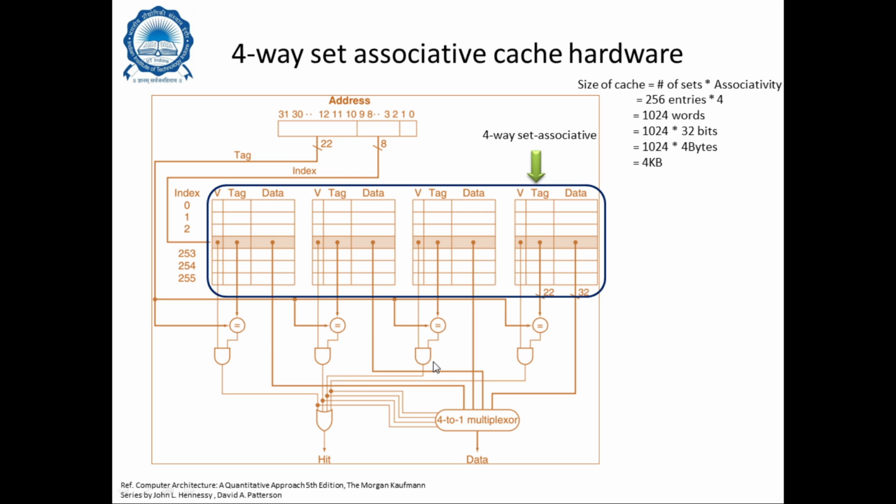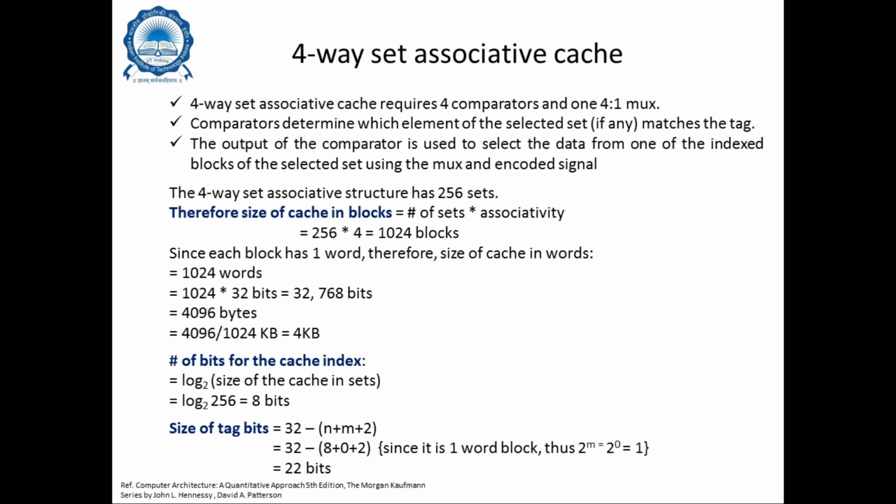I'll go to the next slide and talk about it, but it's a 4 KB cache that we are referring to. So it's a 4-way set associative cache. It requires 4 comparators and one 4:1 mux, and the comparators determine which element of the selected set, if any, matches the tag. The output of the comparator is used to select the data from one of the indexed blocks of the selected set using the mux and the encoded signal. As I said, it's a 4:2 encoder, so we need a mux and an encoded signal for selecting the respective data.